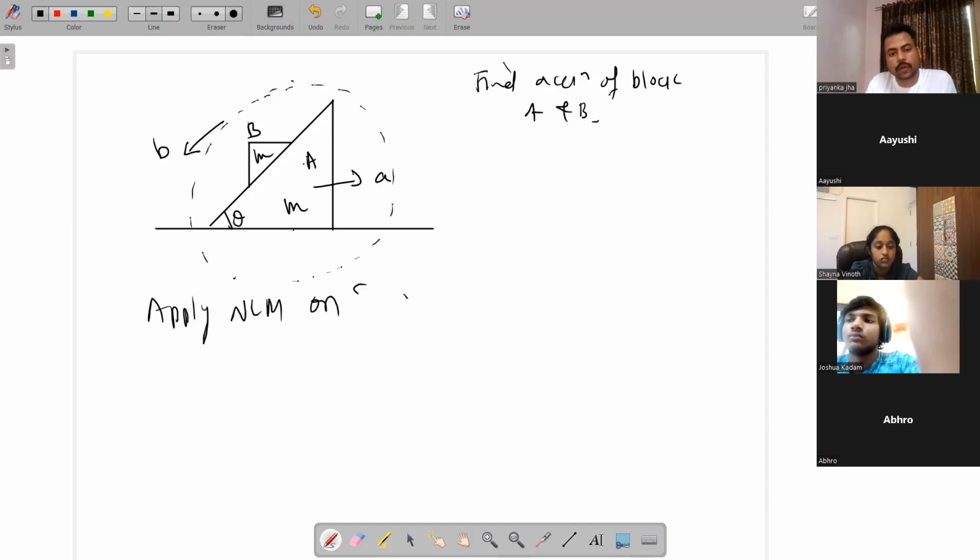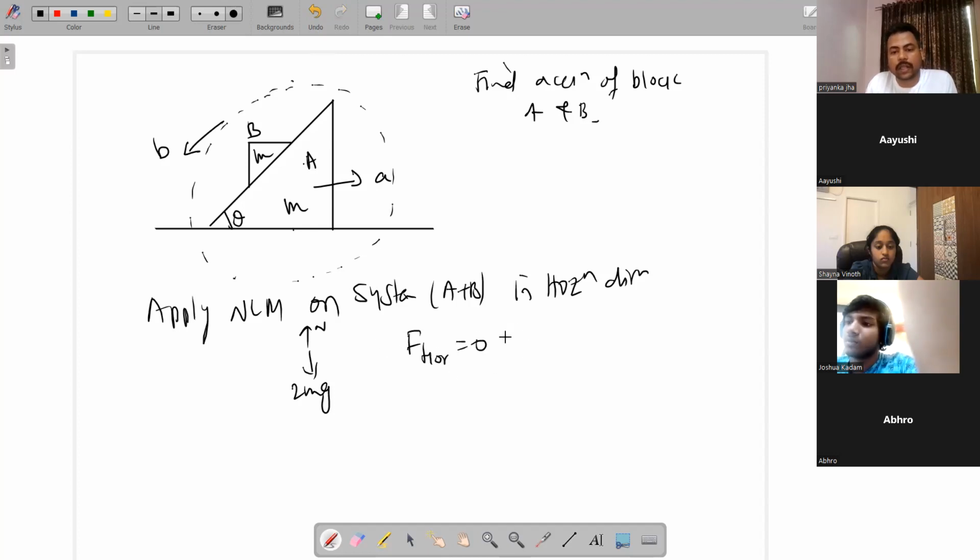So apply Newton's law of motion on the system, that is A plus B, in the horizontal direction. The net force along horizontal is 0, and this must be equal to m1a1 plus m2a2. So 0 equals m1, the mass of the wedge, into A, plus m, that is B is like this and A is like this.